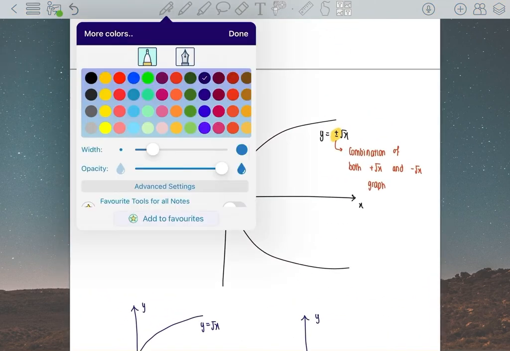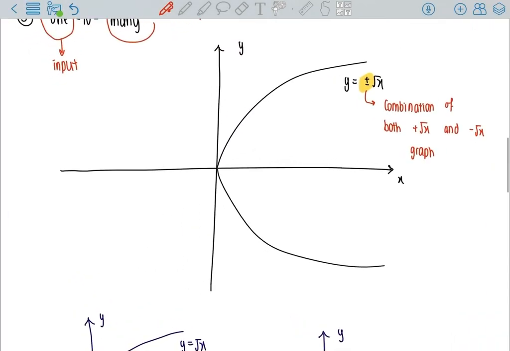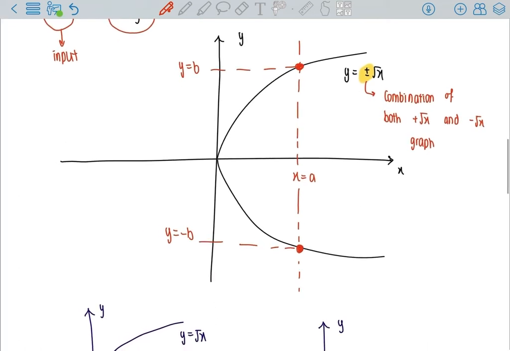So why is this a one-to-many mapping? It's because, let's say we take an input x equals a and draw a vertical straight line. You can see this vertical straight line x equals a is touching two different points, and from these two different points we read two different y values, y equals b and y equals negative b, for example, where a and b are just any constants. So we can say for this type of mapping, one input has many different outputs.